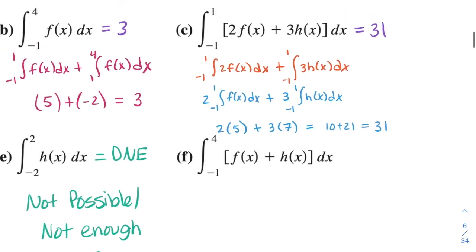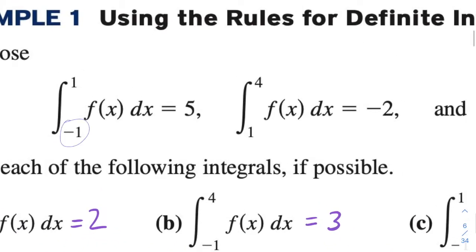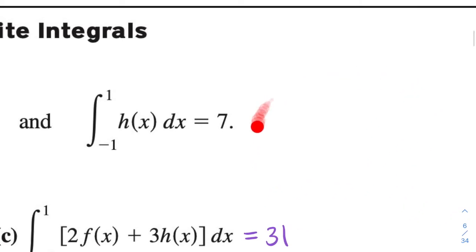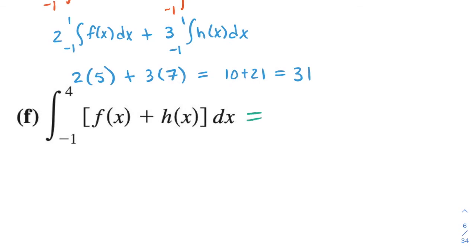Okay, negative 1 to 4. We can definitely go from negative 1 to 1 and 1 to 4. But watch, we can go from negative 1 to 1, but there is no h(x) from 1 to 4. So this one is also going to be does not exist.